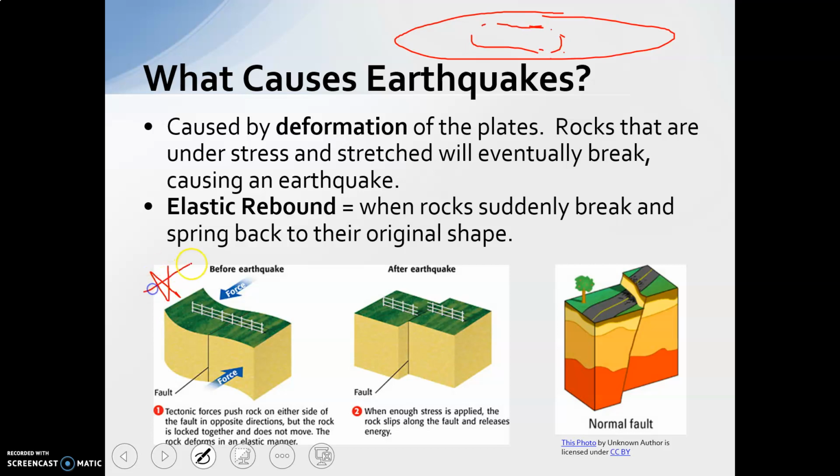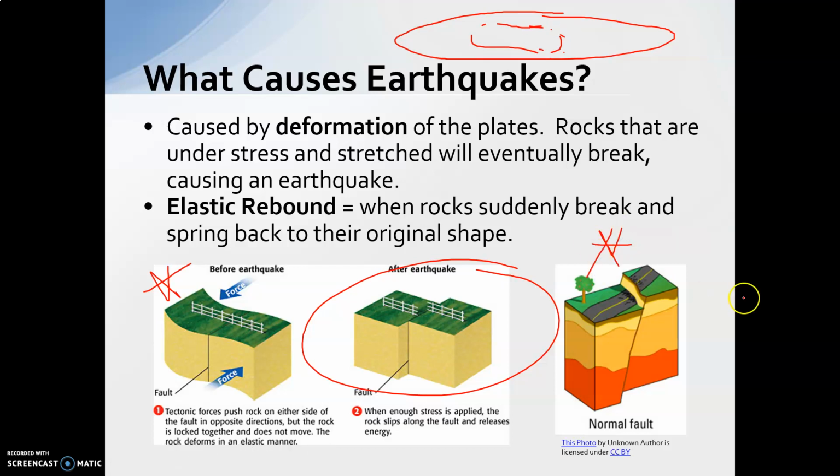So this right here is before the earthquake. The tectonic plate forces are pushing the rocks on either side in opposite directions, but they're locked together, so there's no movement occurring. When there is enough force being exerted, it will eventually give way. When it does, you get your quake. After your earthquake, you will notice that the plates moved and that there has been damage. Both this picture and this picture show that. This one, the road's broken because it's a normal fault. This one would actually be a transform fault.